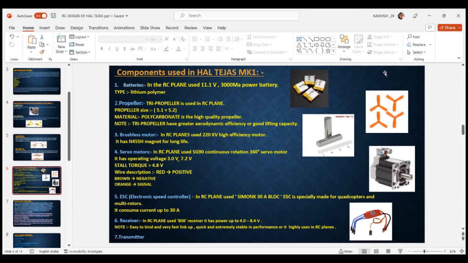Now, the next component is the ESC, the electronic speed controller. In the HAL Tejas, the ESC used is the CMOC 38 BLDC ESC, which is specially made for quadcopters and multi-rotors. It consumes current up to 30 ampere. Next is the receiver. In the RC plane, the BSC6 receiver is used, which has a power range of 4.4 to 8.4 volts. Note that it is easy to bind, with very fast link up, quick and extremely stable performance, so it is highly used in RC planes.